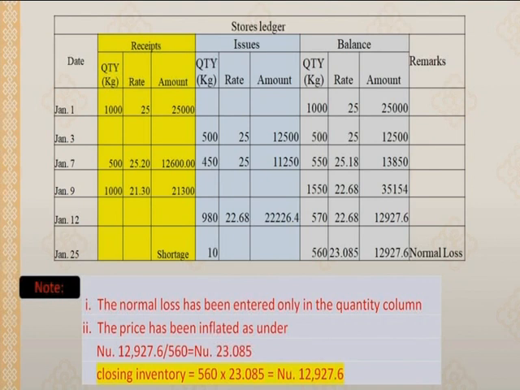So this is how we solve the practical problem of store ledger, where whenever we come across shortages, we are assuming this as a normal loss. Next we have the solution for the same question, where the shortage is assumed as an abnormal loss. And as I told you, when the shortages are to be treated as abnormal loss, it will be shown as usual at a normal price, which you will see in the next slide.